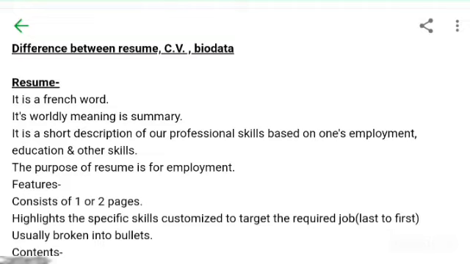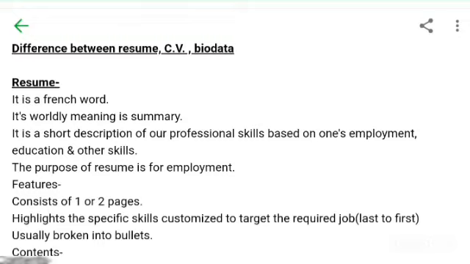Because in the technical field you must know somehow or the other what is resume, what is CV, and what is the difference between the two. And along with all this, in professional communication, you also have to write the content about what is resume, how to prepare resume, what is CV, how to prepare CV.